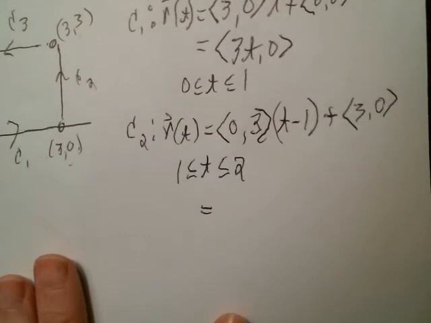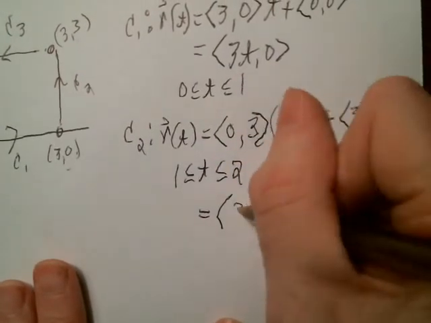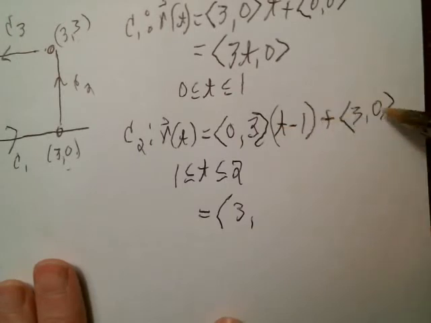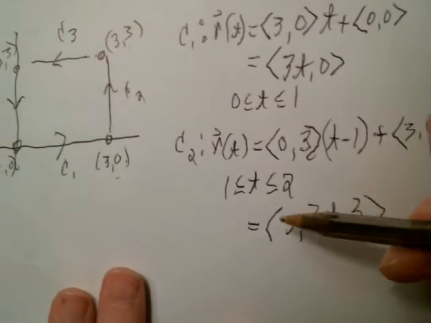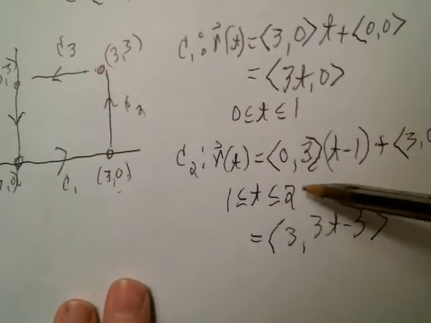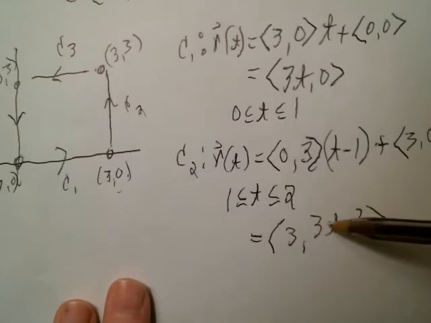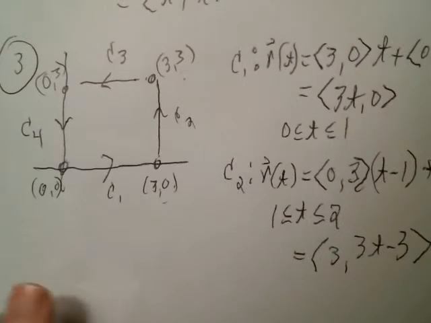Then if you have to simplify, what do we have? So 0 times t minus 1 plus 3, and then 3t minus 3 plus 0. And you can check to make sure it works, right? So when I plug in 1, I'll have 3 comma 0. When I plug in 2, I'll have 3 comma 6 minus 3, which is 3, so 3, 3. Okay, so just make sure it works.